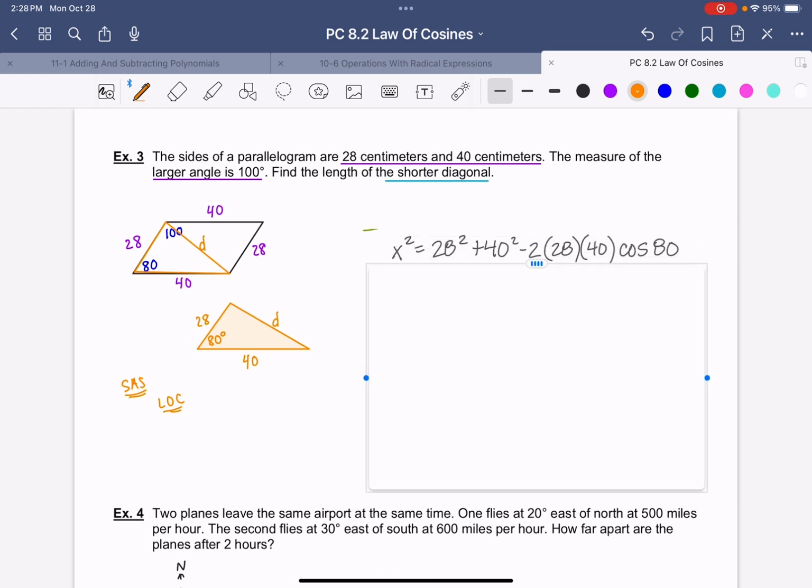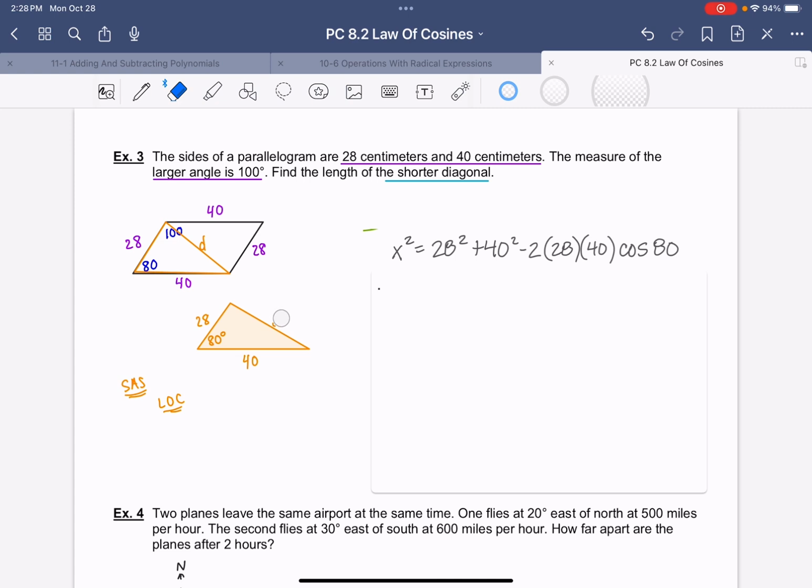We're going to use for the diagonal x, let me change my diagram to label the diagonal as x. We have x squared equals the sum of the squares of the other two sides minus 2 times 28 times 40 times cosine of the included angle.